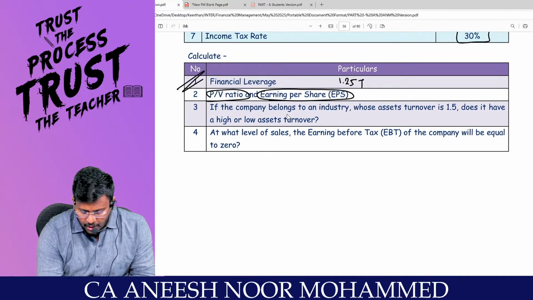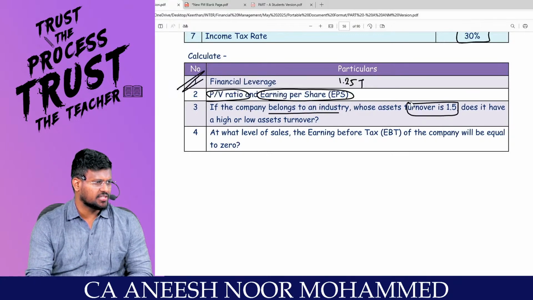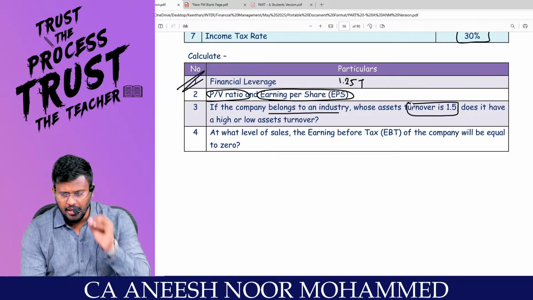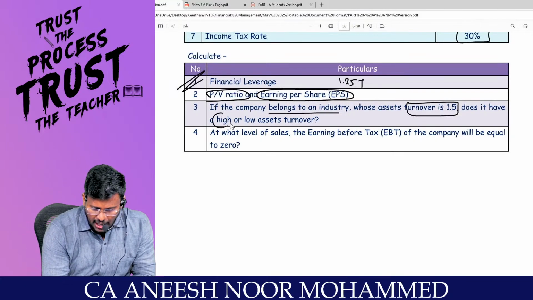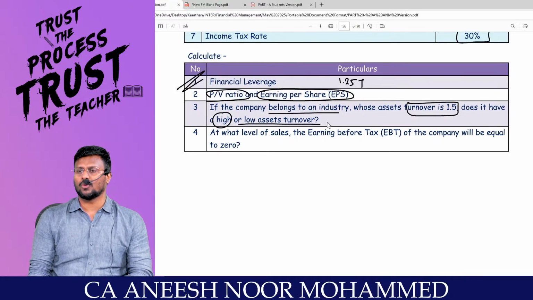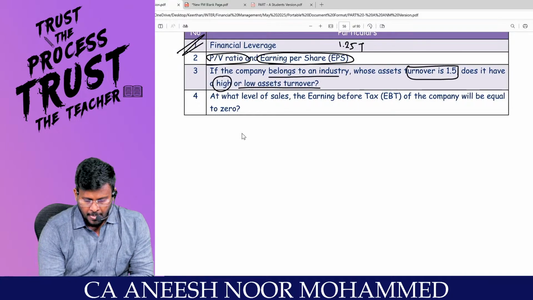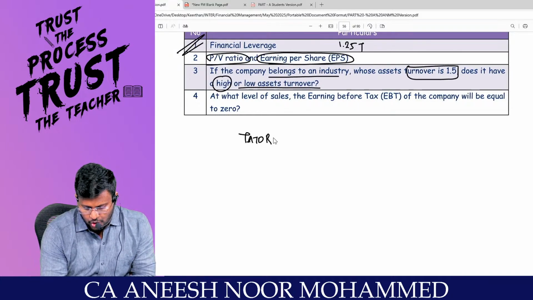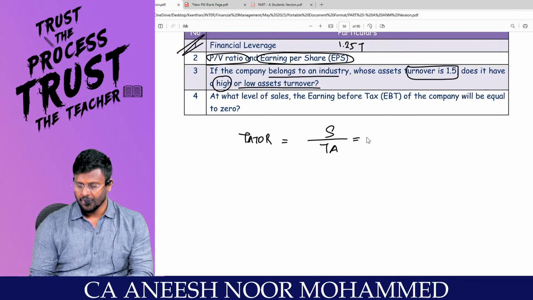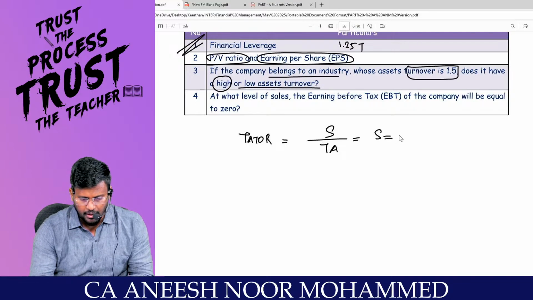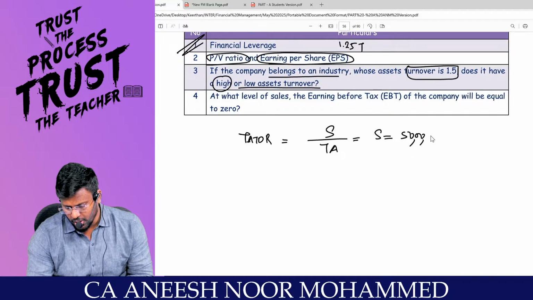If the company belongs to an industry whose asset turnover is 1.5 times, that means for this company, mandatory 1.5 times should be the assets turnover. Does it have high or low asset turnover is the question. So I have to calculate the total asset turnover ratio. Total asset turnover ratio is equal to sales divided by total asset. Comfortable? Sales is, we have found out, 50 lakhs. Already given in the question, 50 lakh.